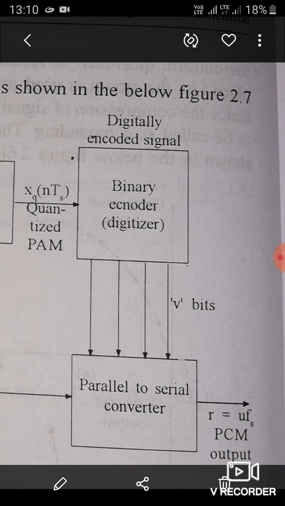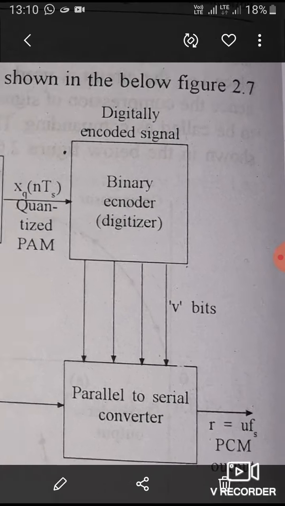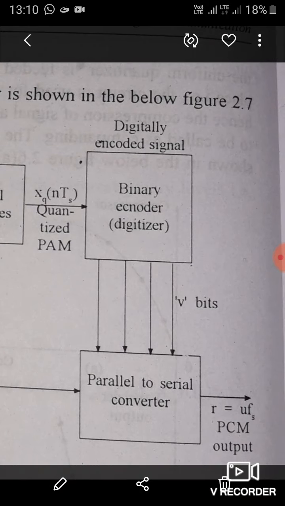Means each word having a fixed number of bits will be there. Basically here we have mentioned V number of bits. In each word we will be having V number of bits. And this output of the binary encoder is parallel in nature, means each word has more than 1 bit.